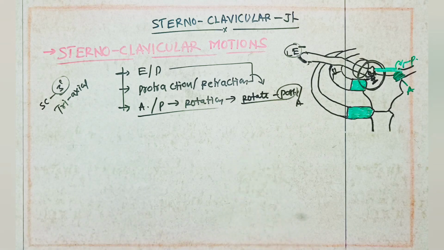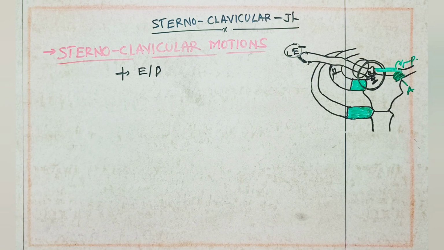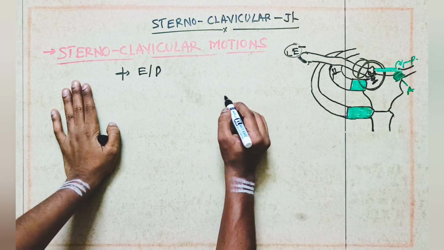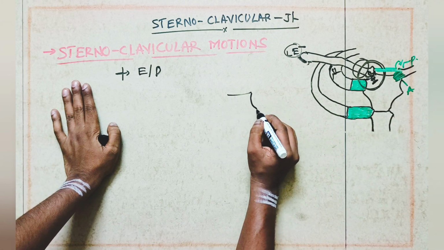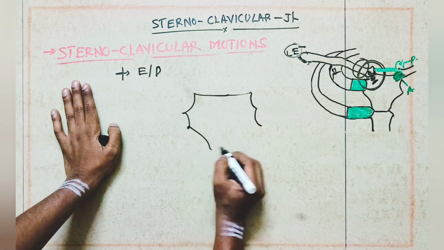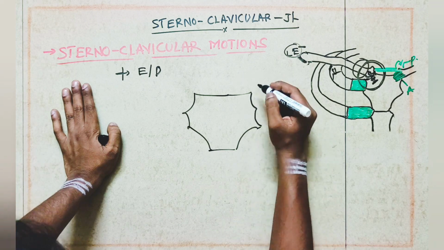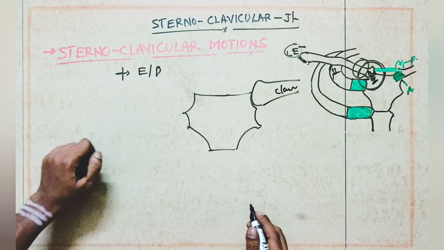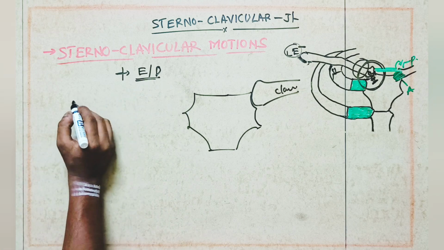Now we see elevation and depression. Suppose I am drawing this joint here. This is the manubrium, this is the articulating surface of the manubrium. Just imagine this articulating surface. Now here we'll be having the clavicle. This is our clavicle.